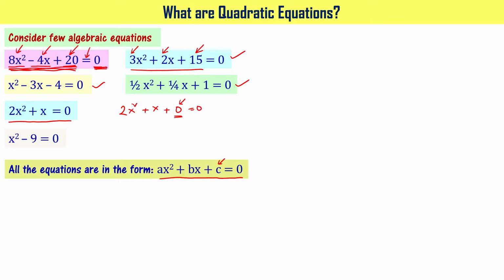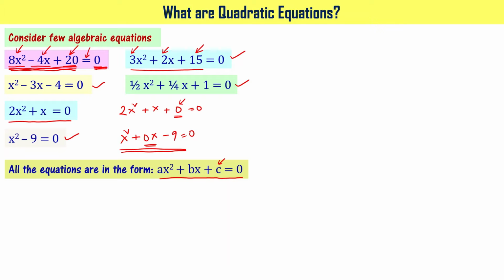Got it? In the similar manner, I can write x square minus 9 as x square plus 0 times x minus 9 equal to 0. Since it is 0 times x, whether you write it or not write it doesn't make any difference, right? That's why the equation was written as x square minus 9 equal to 0. Otherwise, you can write it in the form of ax square plus bx plus c equal to 0, right?